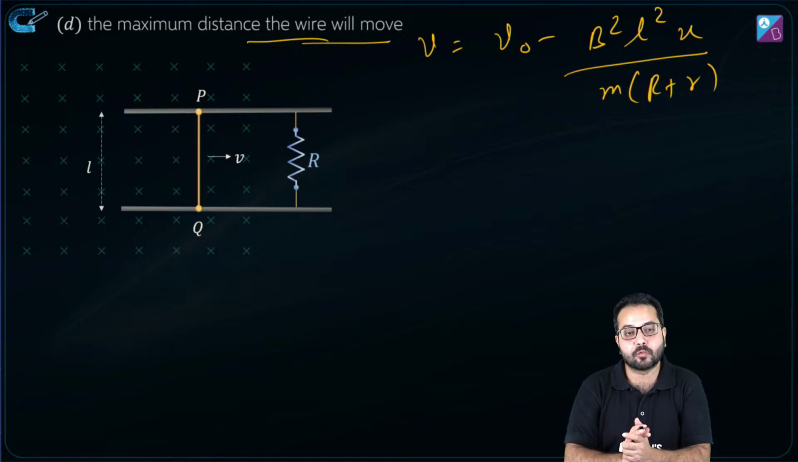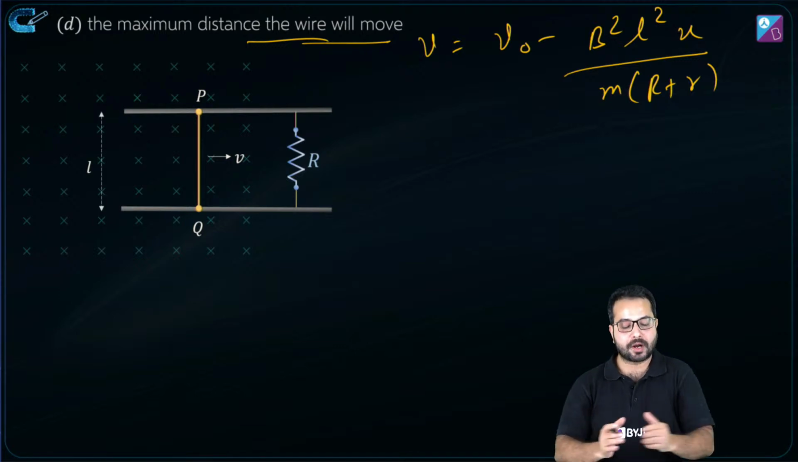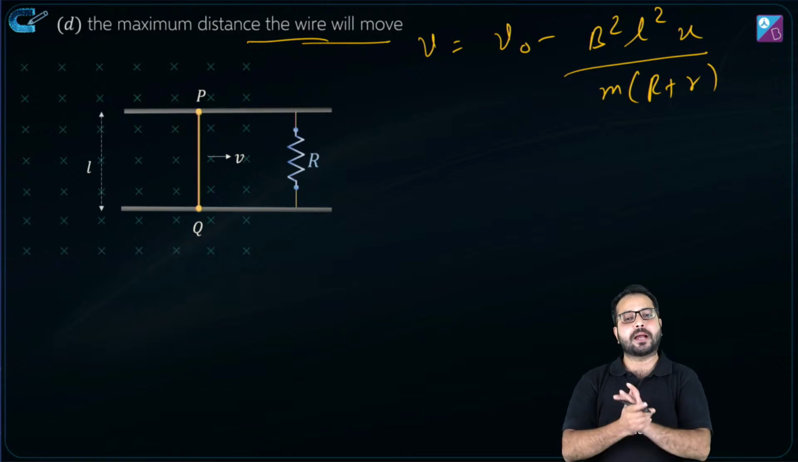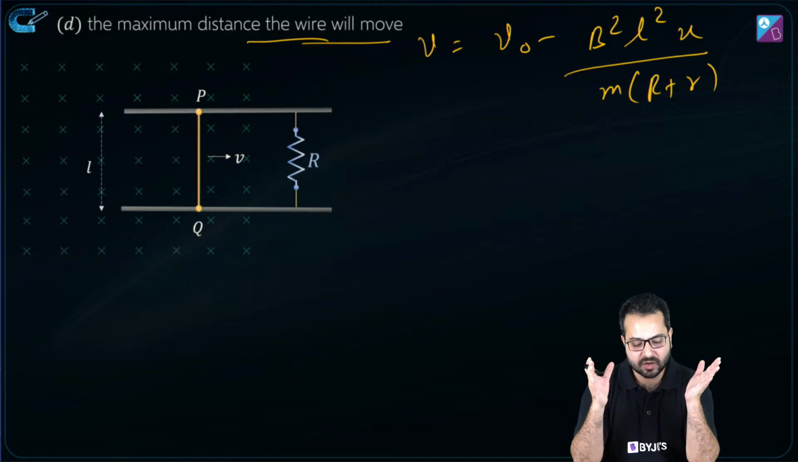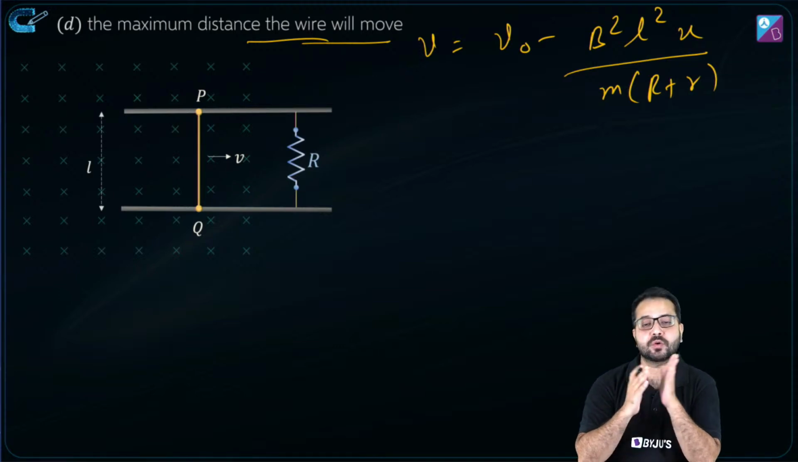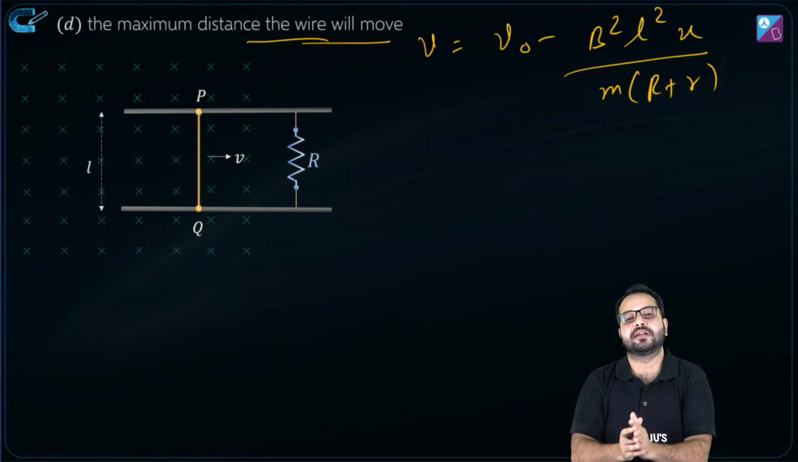The maximum distance the wire will move. Can someone give me a hint how to go about this question? I want to understand from you. Can someone give me a hint how to go about this? What if velocity V is velocity when it is out of the field? No, Captain, it is given in the question that the rails are very long. So we are talking about a situation where the rod is always going to be inside the field. That you can assume.